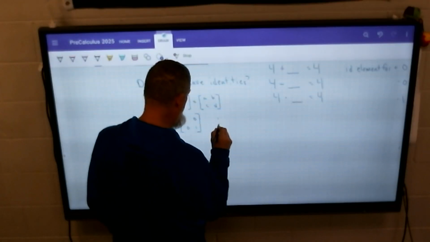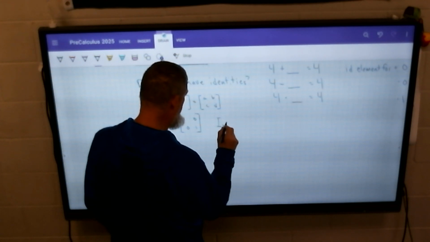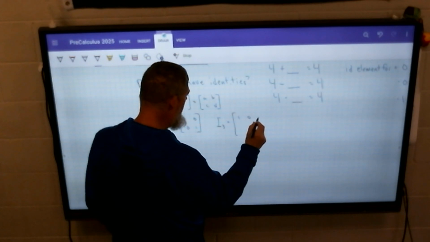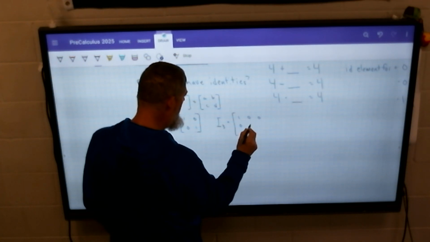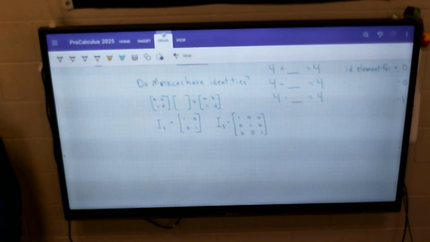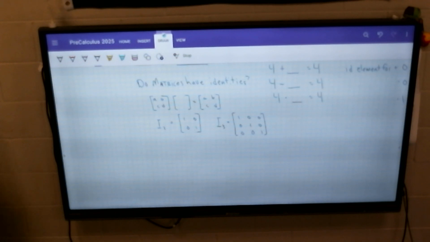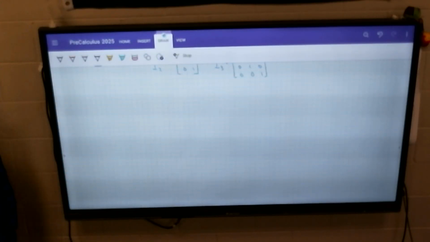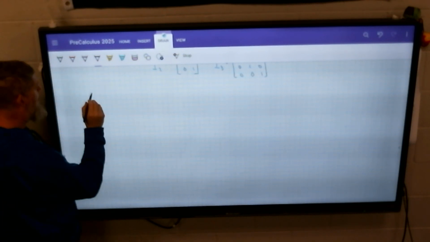What do you suppose it's going to be for a 3x3 for matrix multiplication? 1, 0, 0, 0, 1, 0, 0, 0, 1. You've got the ones on the diagonal, everything else is zeros. Those are the identity elements. So let's try one here real quick and see if we can learn a property about matrices and identities.